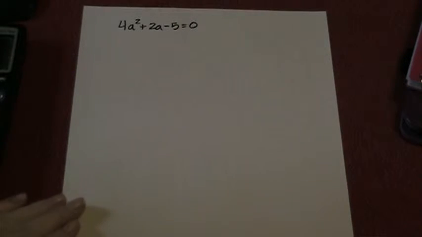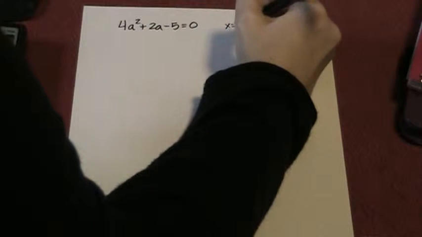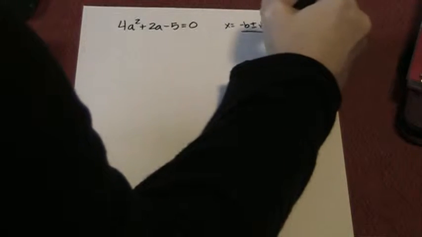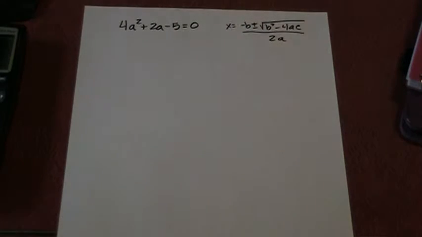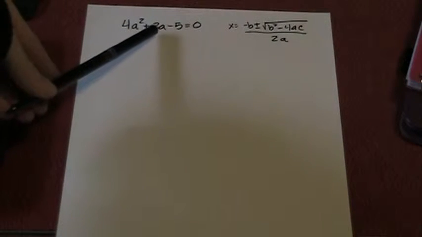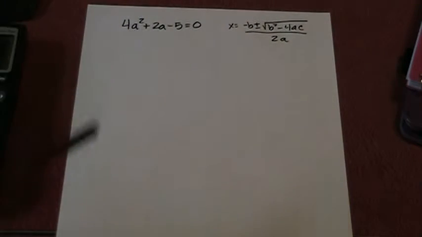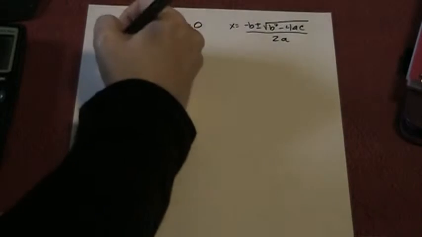So, just a refresher, the quadratic formula: the opposite of b plus or minus the square root of b squared minus 4ac, all over 2a. And so identifying my a, b, and c: a would be 4, b would be 2, and c would equal -5. So if I plug those values into my formula, it would look like this.